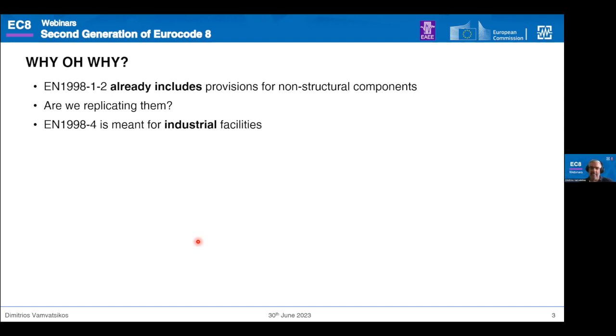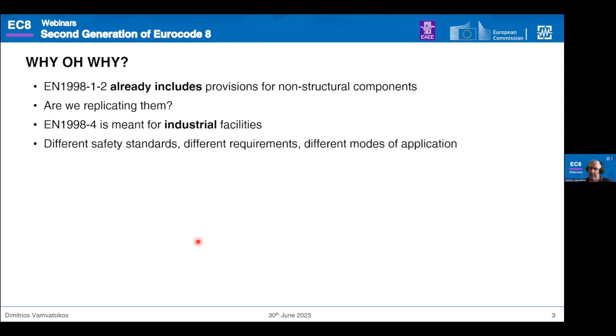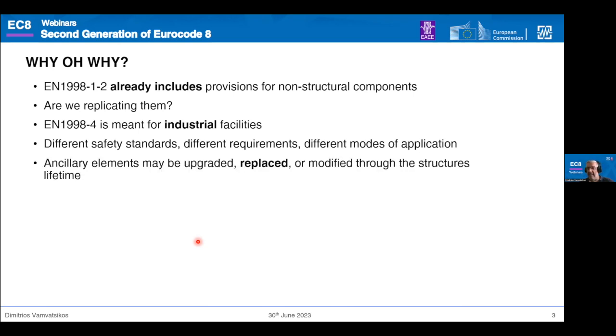Now, the point is that Eurocode 8 Part 4, which is where we are right now, is meant for industrial facilities. And industrial facilities components come with a lot of concerns, safety concerns. We have different safety standards, different requirements, and different modes of application. By that, I mean that ancillary elements may be upgraded, replaced, or modified throughout the structure's lifetime, because essentially it's about the components more than it is about the structures in many situations. And the problem is that a guy coming into the discussion 10 years after a structure has been built, being asked to redo the whole structural analysis to replace a single component and define its design values, is kind of difficult sometimes. It's something that has been faced in practice.